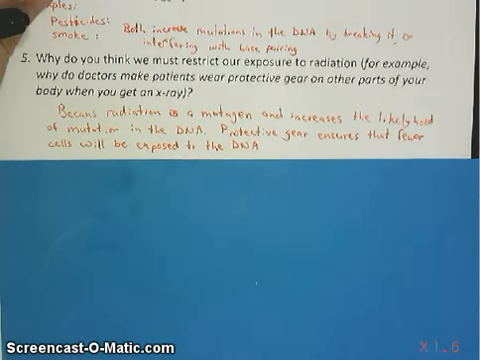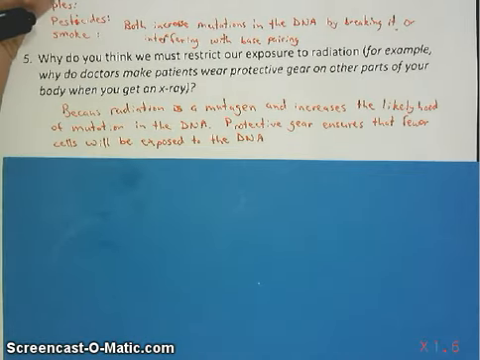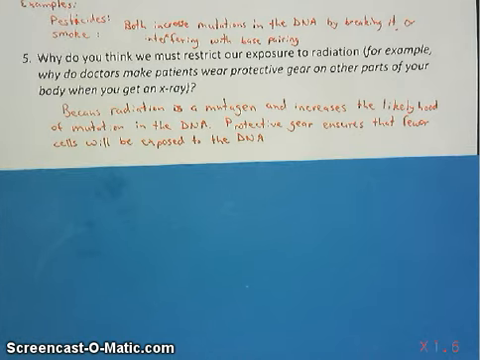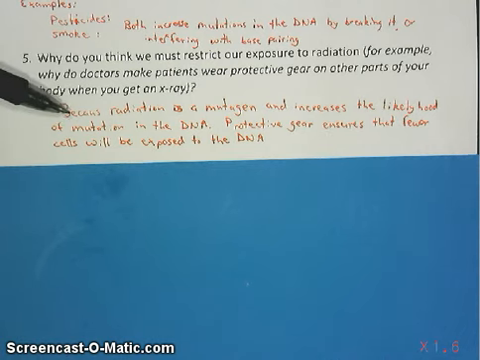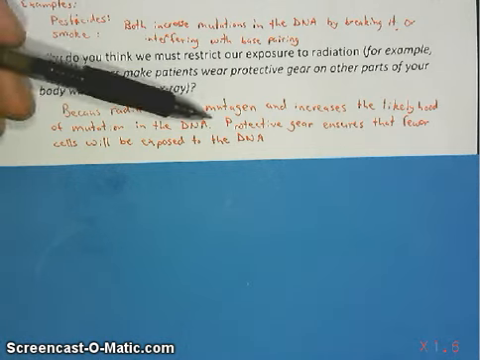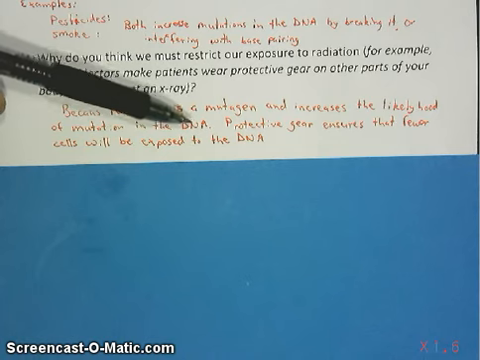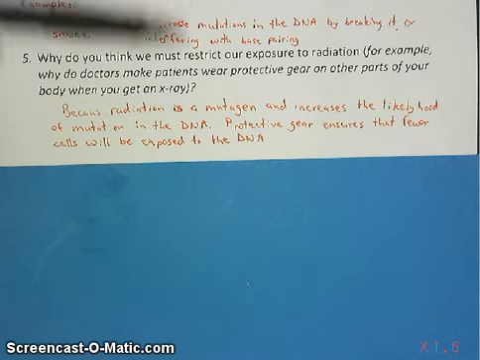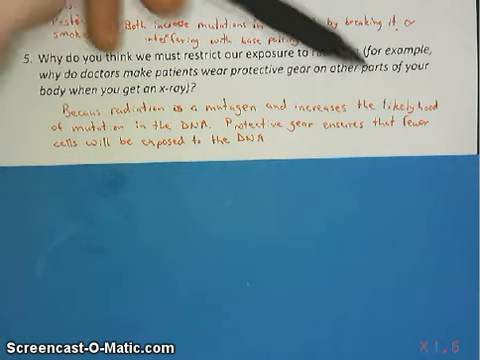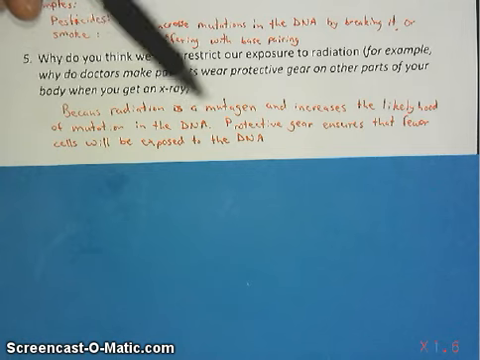Question number 5. Why do we think we must restrict our exposure to radiation? So why is it important not to get too much radiation? Well, this relates to the answer you just gave. Radiation, that can come from the sun, from X-rays, from a variety of sources, are mutagens. That means they cause changes in your DNA. That means they increase the likelihood of a mutation in the DNA.